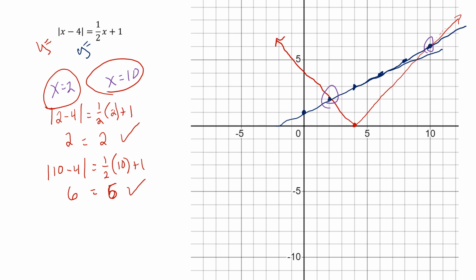Now, if you were doing this algebraically and there was only one solution, it's possible it would actually give you 2 solutions and you'd have to cancel one of them out. So sometimes graphing is very beneficial to give you that visual of what you're looking at. We can look at inequalities as well.